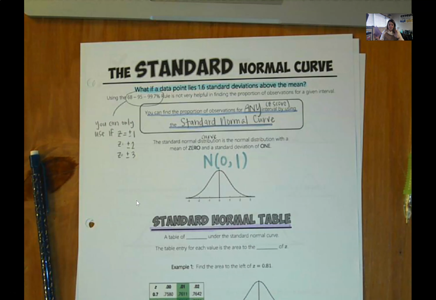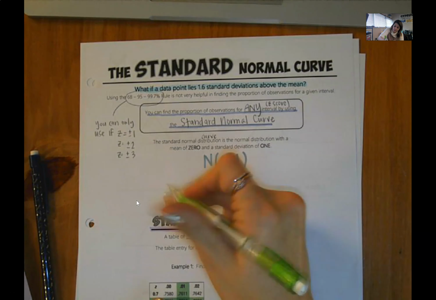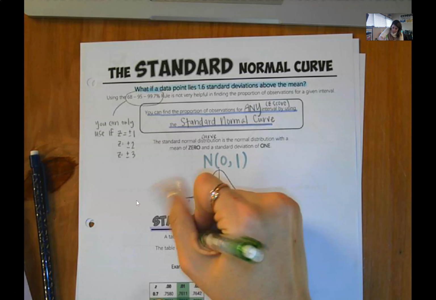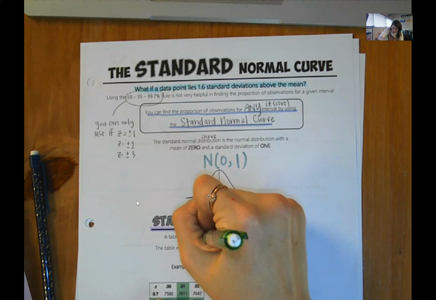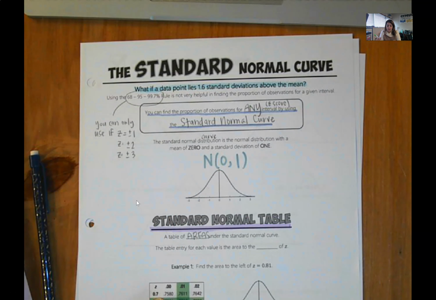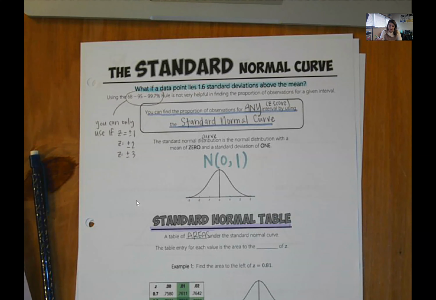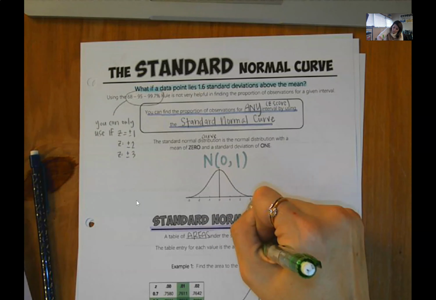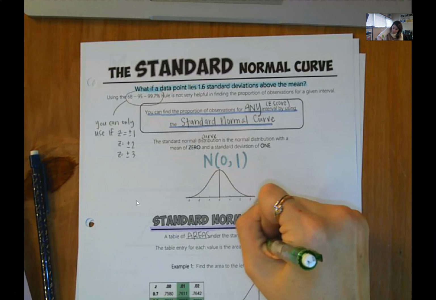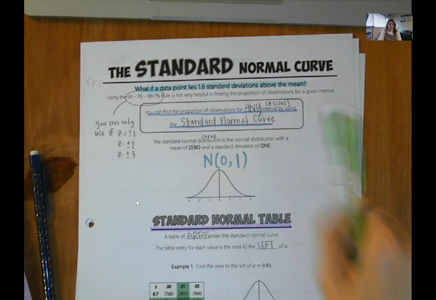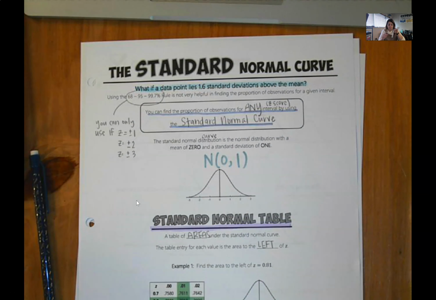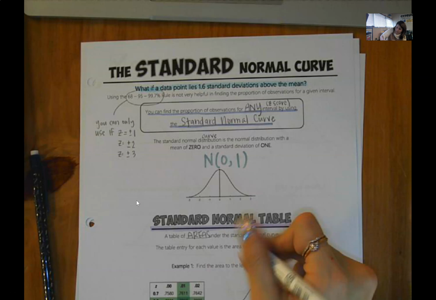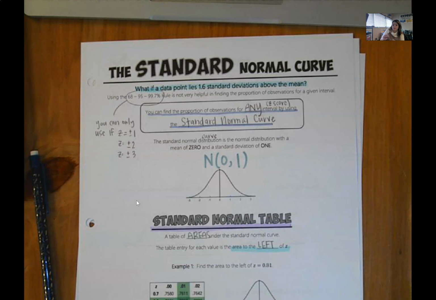So the standard normal table is a table of areas under the standard normal curve. The table entry for each value is the area to the left of z. It is always the area to the left of z.